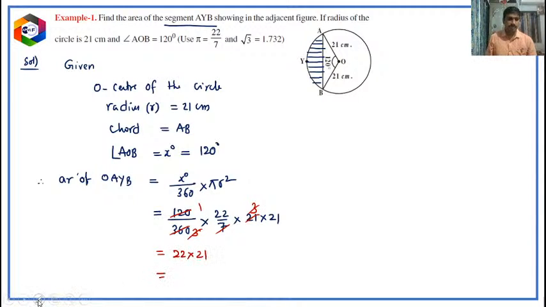Now 22 into 21. Let us write down: this is 22 into 21. Now let us multiply it. What is 22 into 21? 22 ones are 22. 22 twos are 44, plus 2, 46. So 462 square centimeters, since it is given in centimeters. Now the first part is completed. Observe children, that is the area of the OAYB sector.